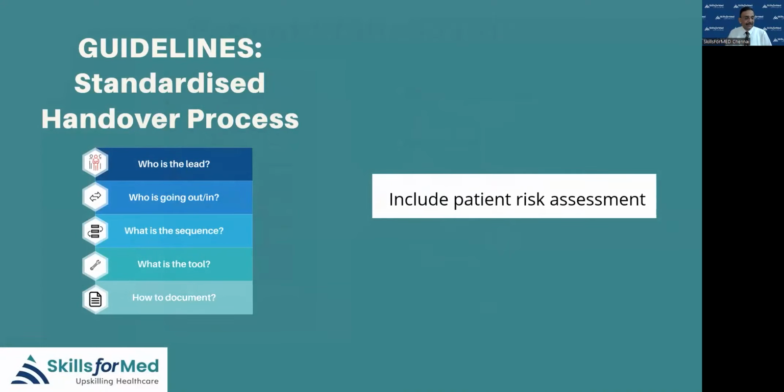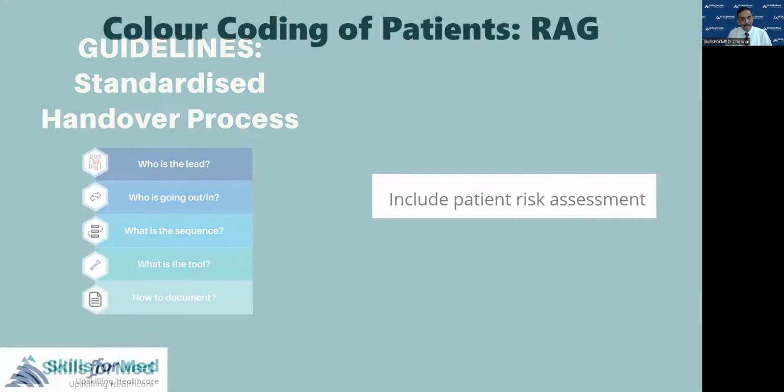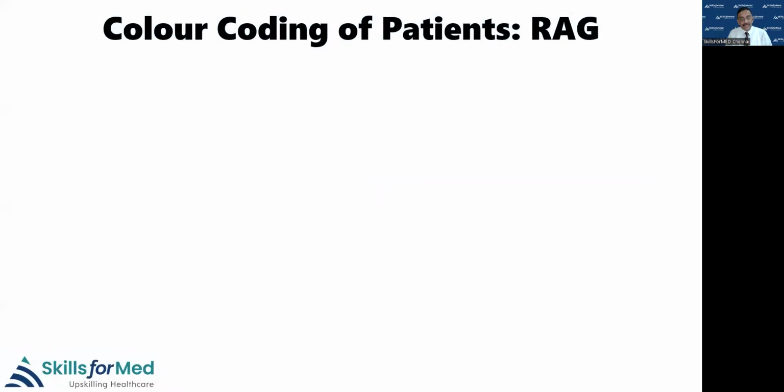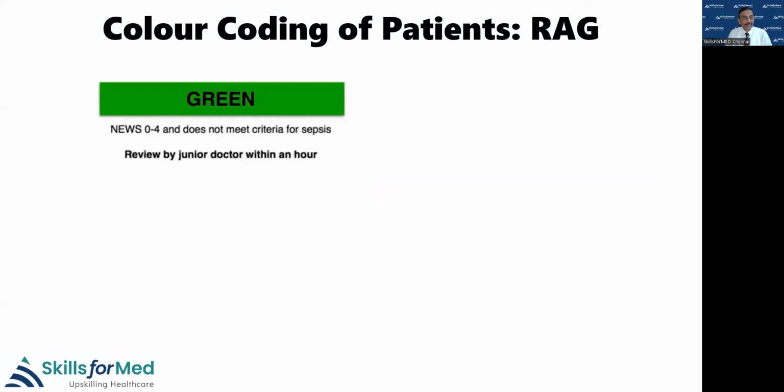So, risk assessment. Okay, we talked about the tools, and let's talk about risk assessment before you get into documentation. So there is color coding of patients: red, amber, green, like the traffic light. This is the RAG model.